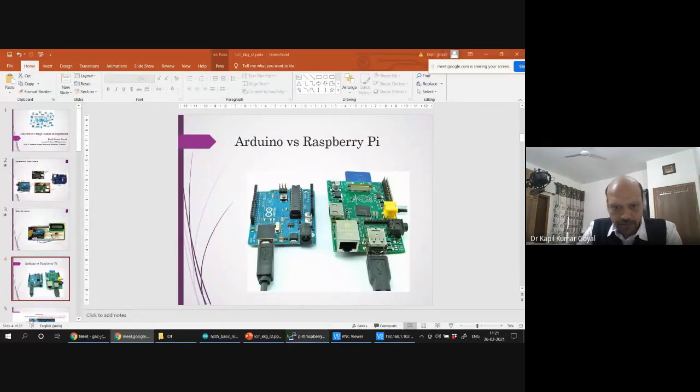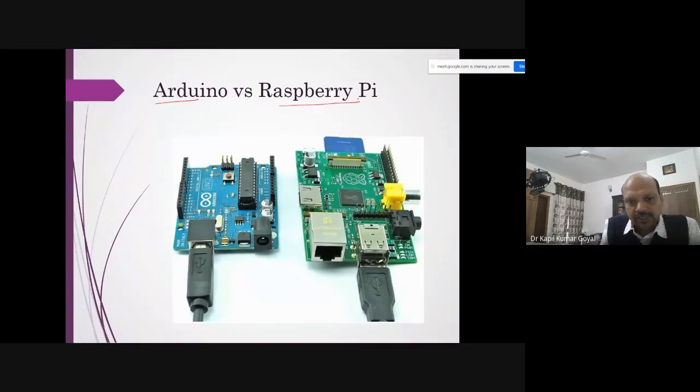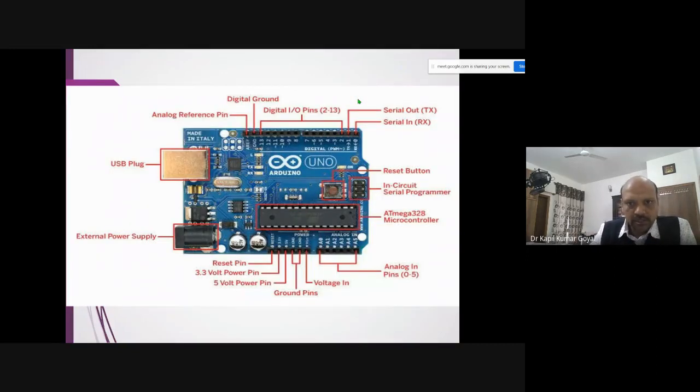So let's go ahead and see. I was talking about Arduino and Raspberry Pi. These are the two boards which are used most often in applications and projects in the field of mechatronics, embedded systems, and even IoT. So this is the Arduino board. It has various input and output modules. Here you can supply external power to this board. This is the microcontroller, and this is the USB port.